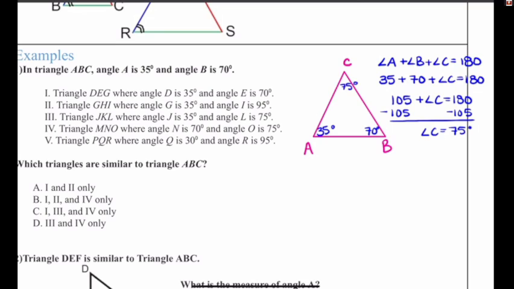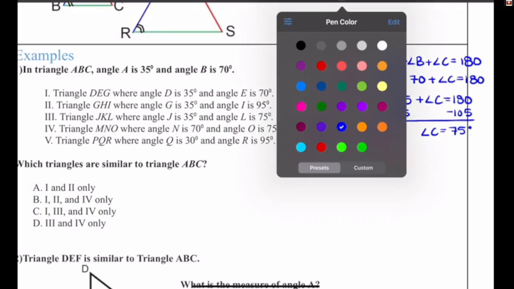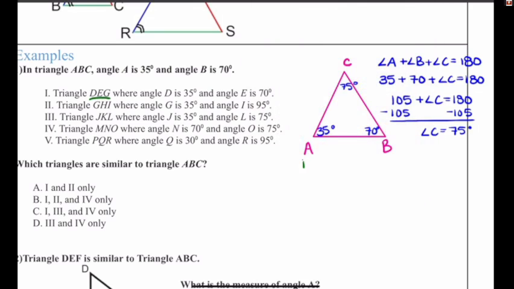The reason I found the measure of all three angles is because now it's going to be really easy for me to figure out which of these five triangles is similar to ABC. For all of the triangles, I'm going to put the three letters in the same order that I put A, B, C in, okay? So I'm going to start off with our first triangle, DEG. I match up D with A, E with B, and G with C, and then I check. Is angle D 35? It is. That works. And is angle E 70? Yes, it is. That works, which means that this is definitely a possible similar triangle.